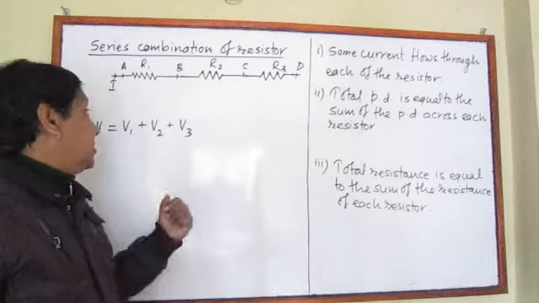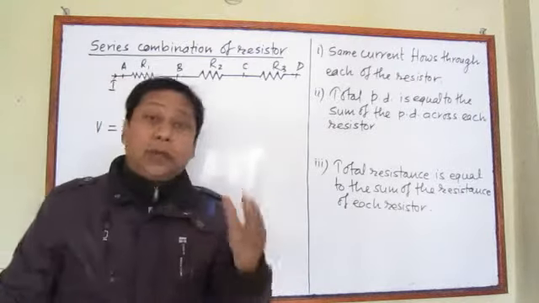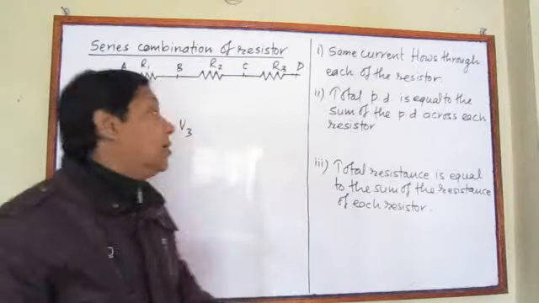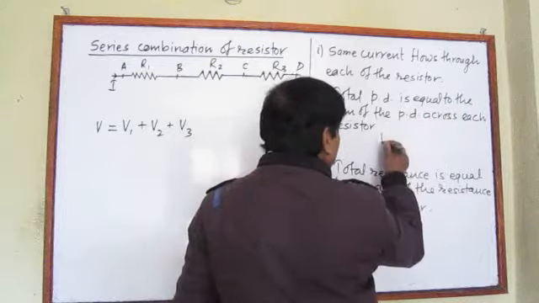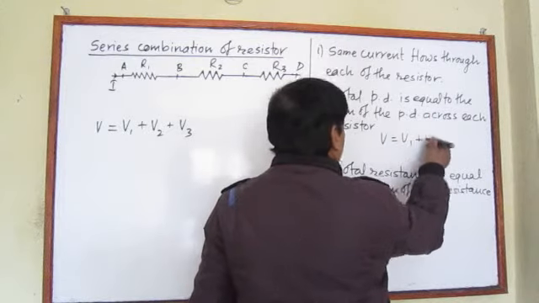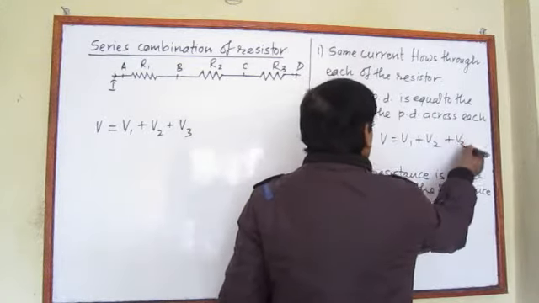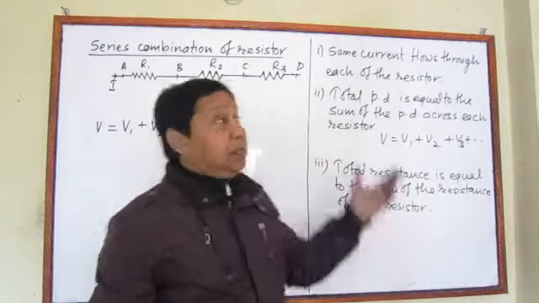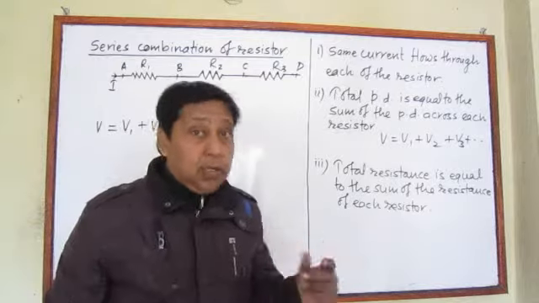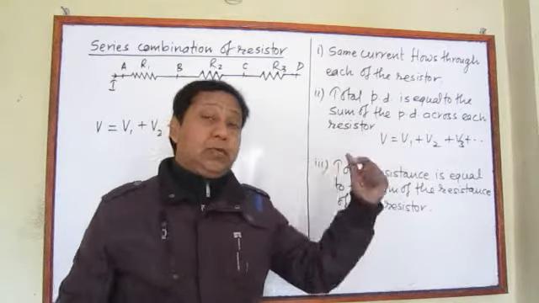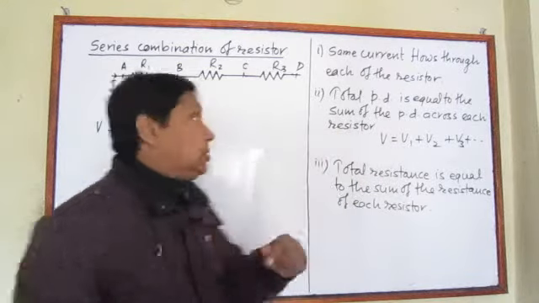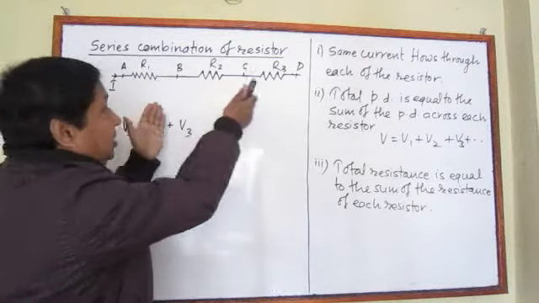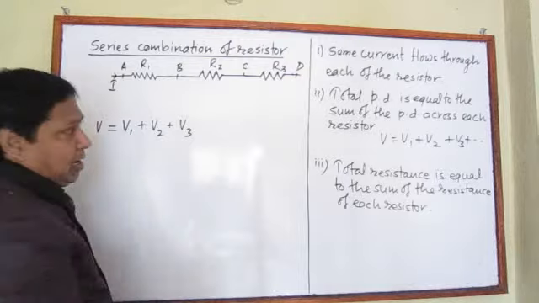We can conclude that in this combination, total potential difference is equal to the sum of the potential difference across each resistor. Mathematically, V equals V1 plus V2 plus V3, and if there are others, we can write them also. The meaning is very simple. In this series combination of resistors, total potential difference is equal to the sum of the potential difference across each resistor. We can get it by measuring potential difference across all these, as I just told.